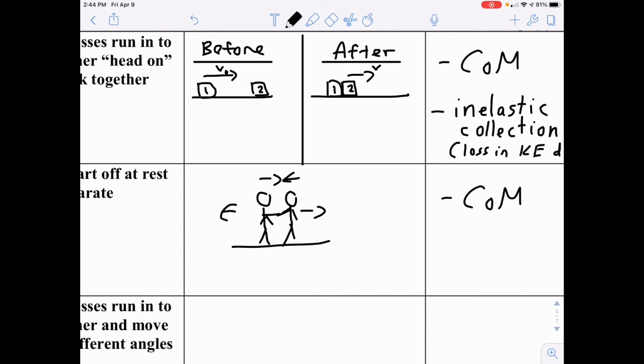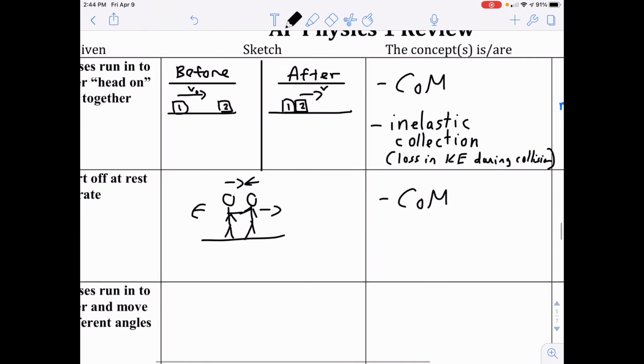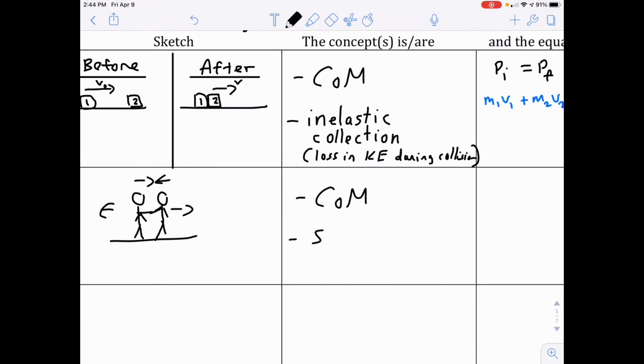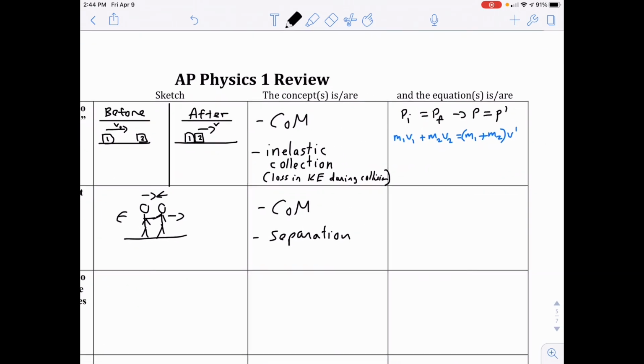Same thing with a rocket taking off. Same thing with an astronaut or a space shuttle moving in space. It has to expel gas. So if gas is expelled one way, the astronaut or space shuttle moves the opposite way. So what we have here is a case of separation. Separating masses also conserve momentum.